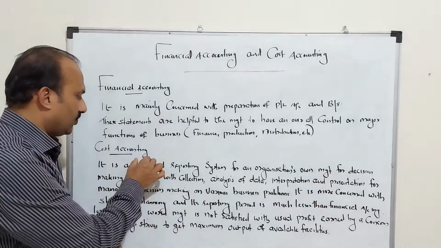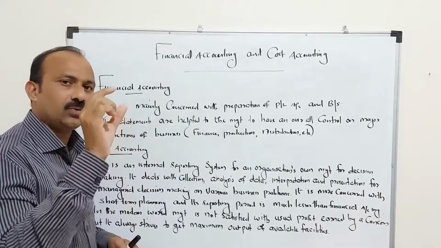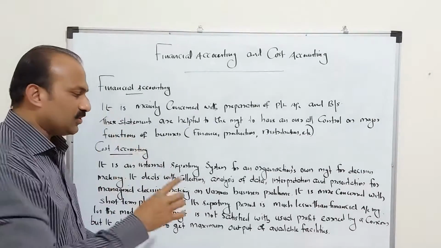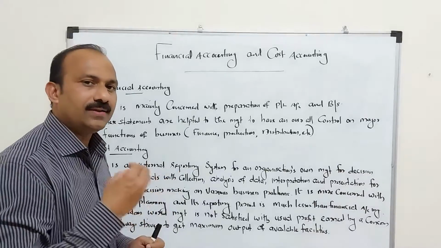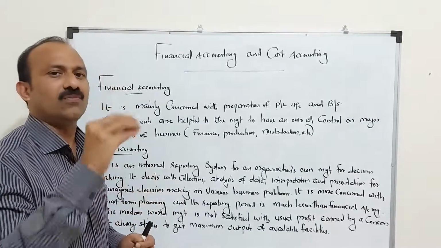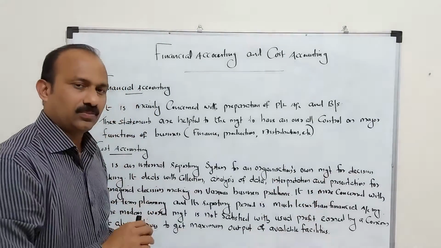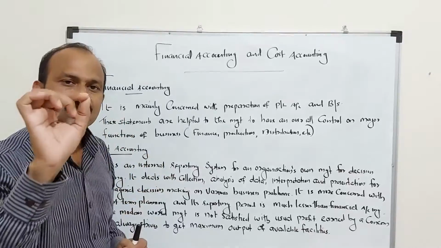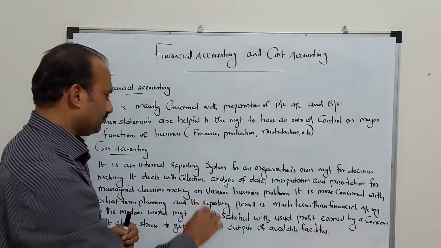Secondly, we can understand what exactly cost accounting is. Cost accounting means accounting for the cost of the product. Cost accounting is normally used for the internal reporting system of an organization, by management for decision making purpose. So cost accounting is mainly used internally by the management for decision making.